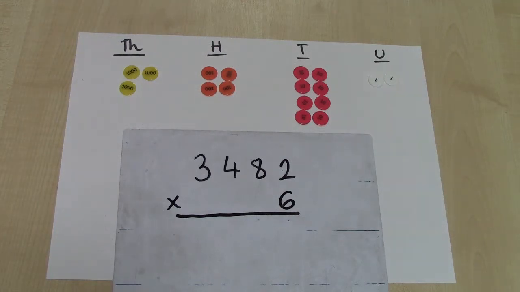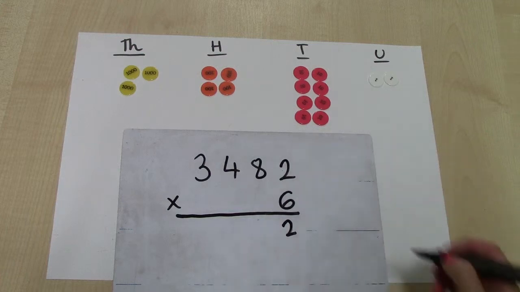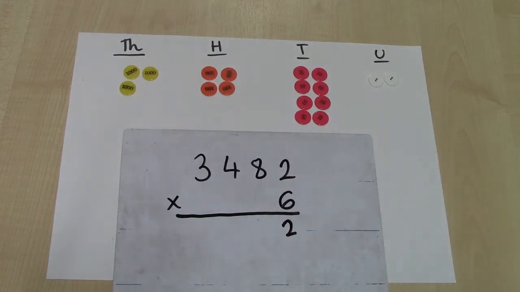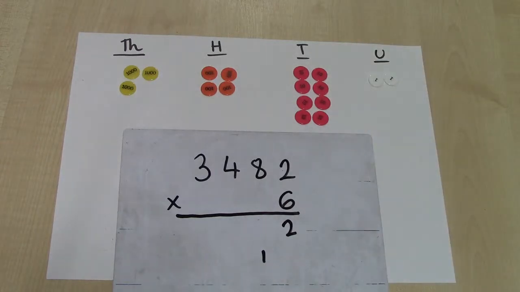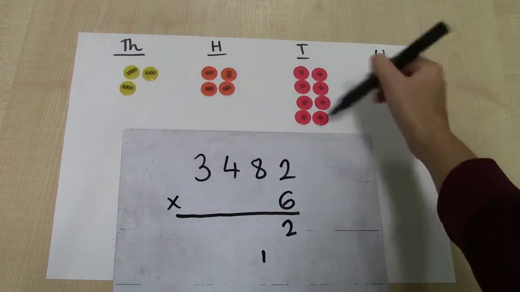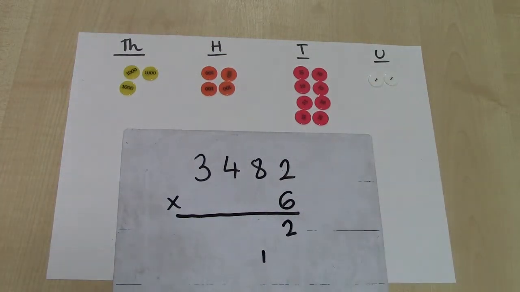Now I know using my times table knowledge that 2 times 6 is 12. And in 12 we've got 2 units and we've got 1 ten. So I'm going to have to carry my 10 over into my tens column. Okay, now I'm going to look at 80. So I've got 8 tens here and I need to multiply my 80 by 6.